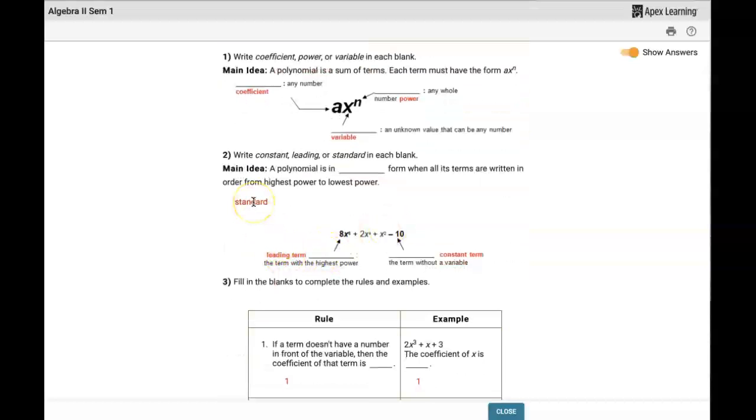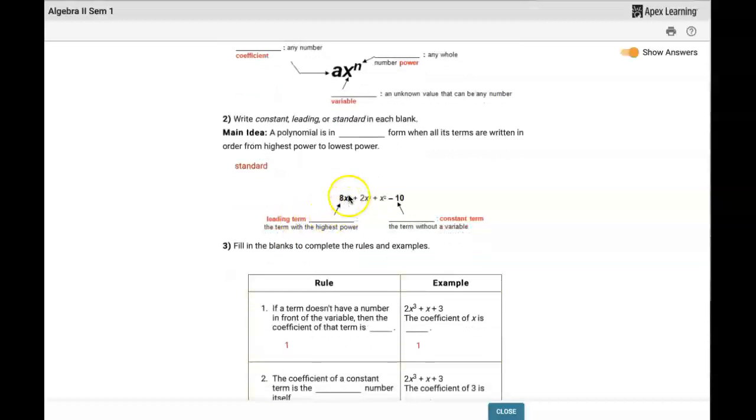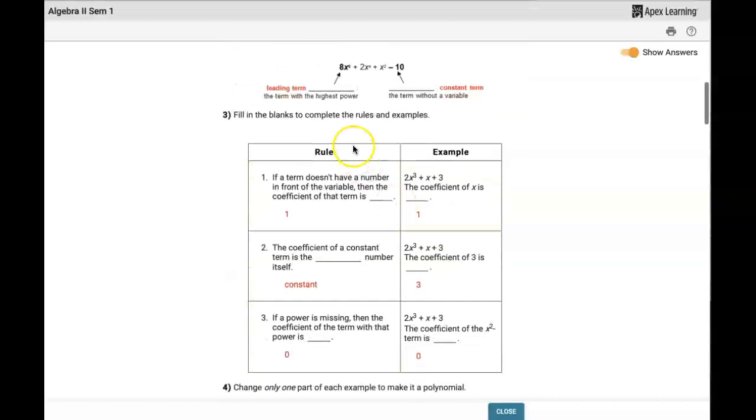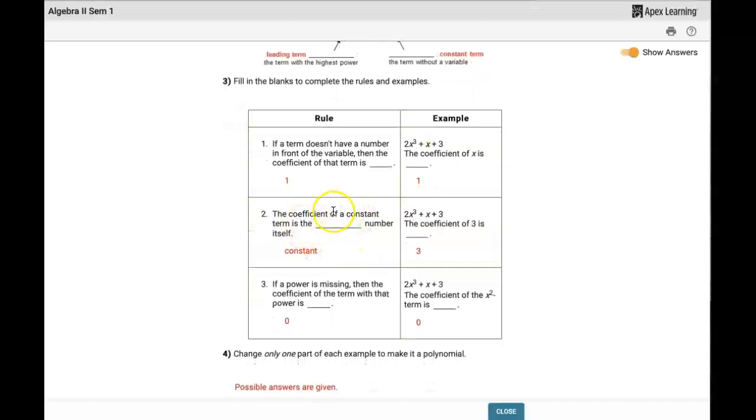All right, so then a polynomial is in its standard form when all the terms are written from lowest to highest, right? So this guy here is our leading term, and this ending guy here is our constant. Okay, so then when we look at our rule and our examples, there are 3 of the good rules here. So if a term doesn't have a number in front of the variable, then the coefficient of that term is a 1. So for example here, the coefficient of x is 1. The coefficient of a constant term is the constant number itself, right? So technically this is 3x to the 0th, okay? And the constant then is 3.